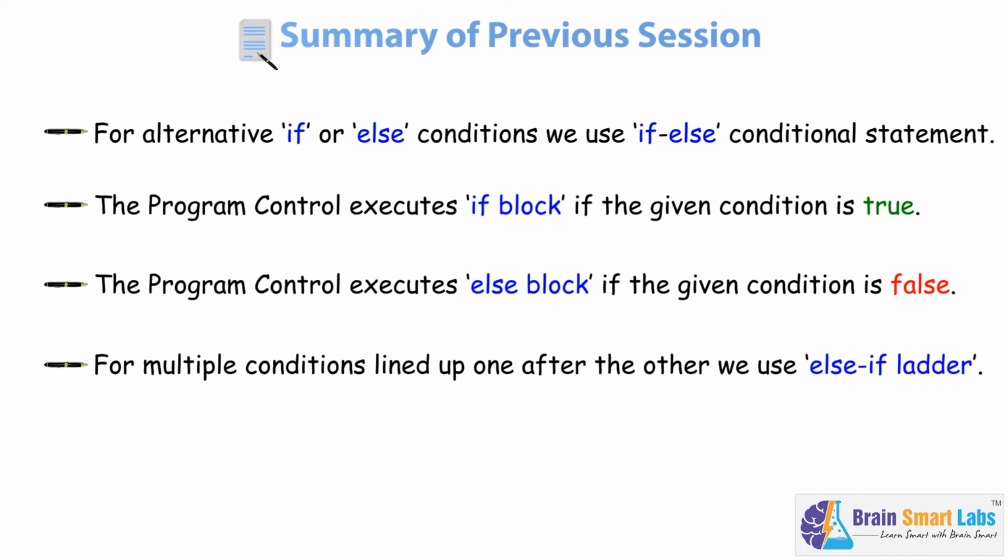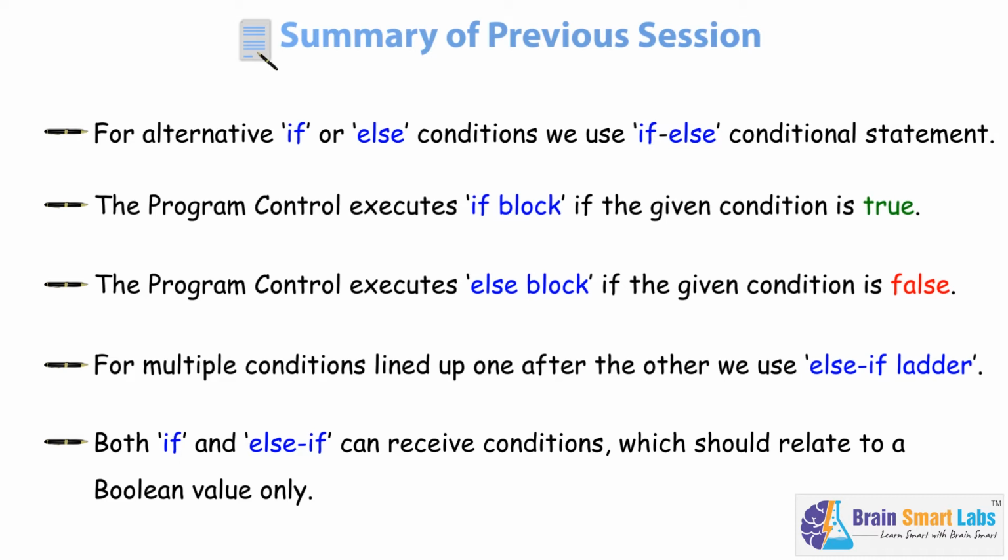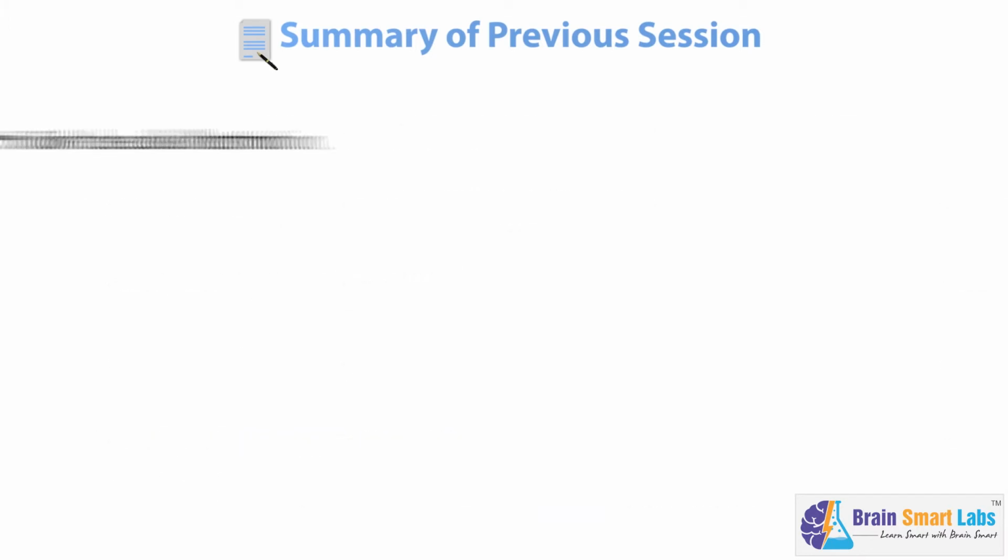For multiple conditions which are lined up one after the other, we saw how an else if ladder is used in our program, which acts as a chain of conditions. We understood that both if and else if can receive conditions which should relate only to a Boolean value. Last but not the least, we saw how the switch case is illustrated in Java.